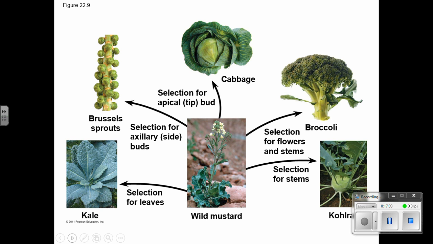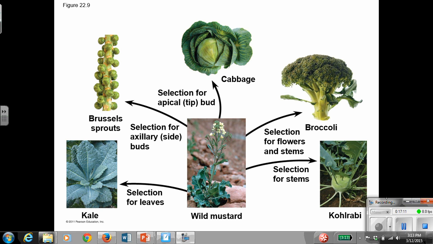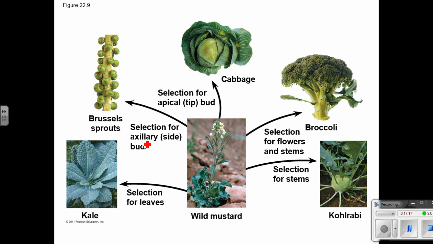So these are examples of some crops that we have artificially selected for. Brussels sprouts we have selected for buds on the sides because then you get more. Cabbage we've selected for the tip bud because then you get larger heads of that, and so on and so forth. So we have actually selected for traits that we want because they are beneficial to us. Natural selection does it because it's a benefit for the organism in their particular environment.